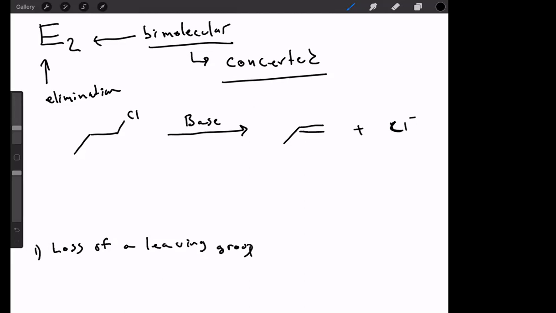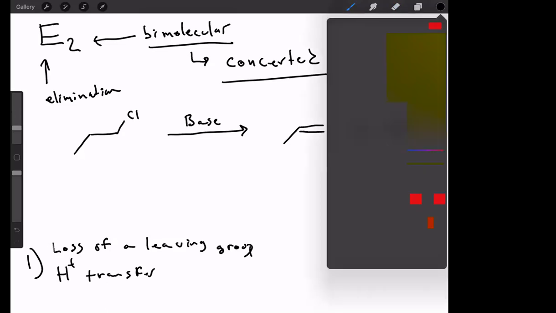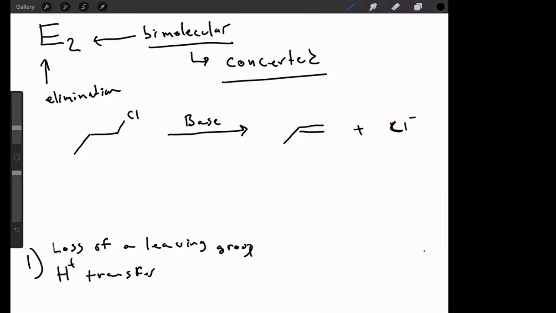But the other mechanistic move is proton transfer. So it's probably somewhat confusing for me to write 1 and 2 because really it's only one step, and both of these mechanistic moves are happening at the same time. And so in order to show this mechanism, we're going to need to draw the protons that are getting transferred. So recall that there's 2 protons here.